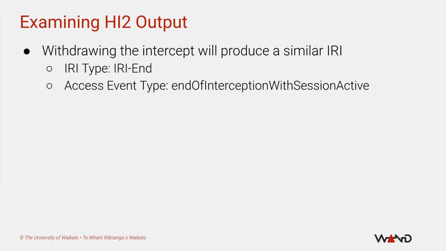If you were then to go ahead and withdraw the static IP intercept using the delete REST API method, you would then see another IRI appear on HI2. The IRI would be very similar, except the IRI type would change to IRI-end to indicate that interception had ended. The access event type would be set to end of interception with session active, to show that the IP session was still active when the intercept was concluded.